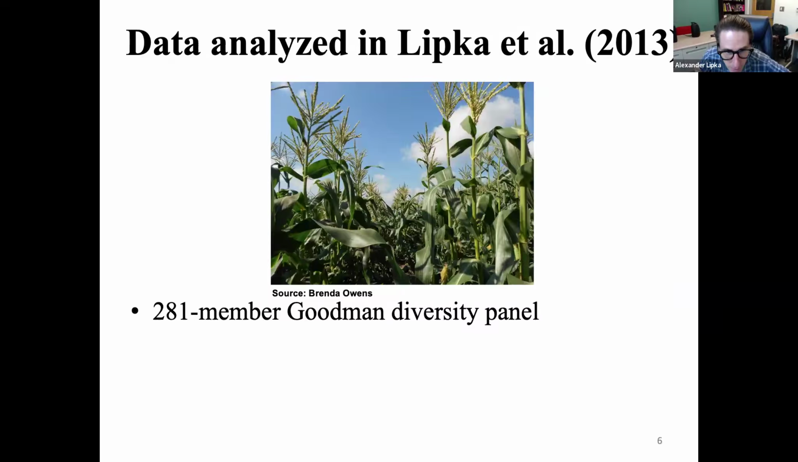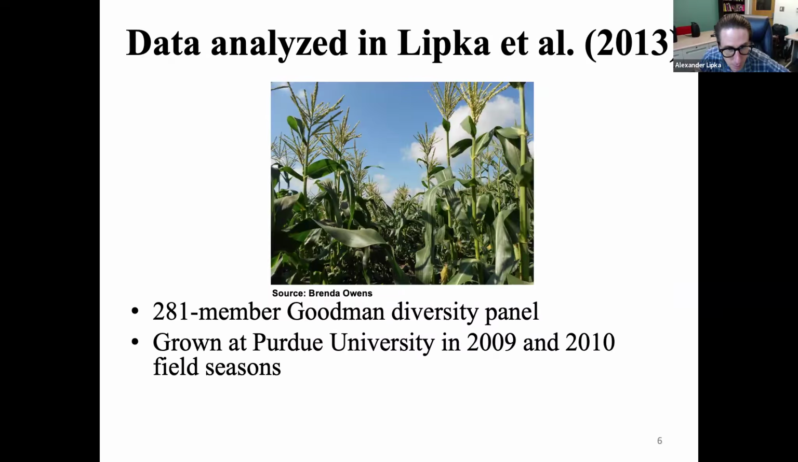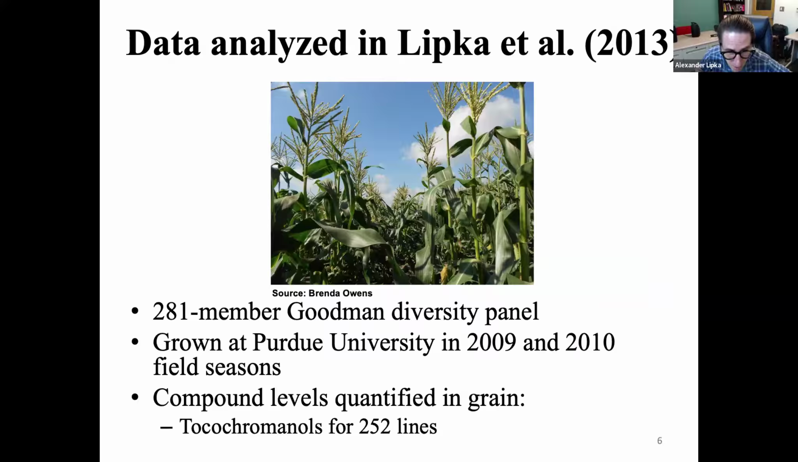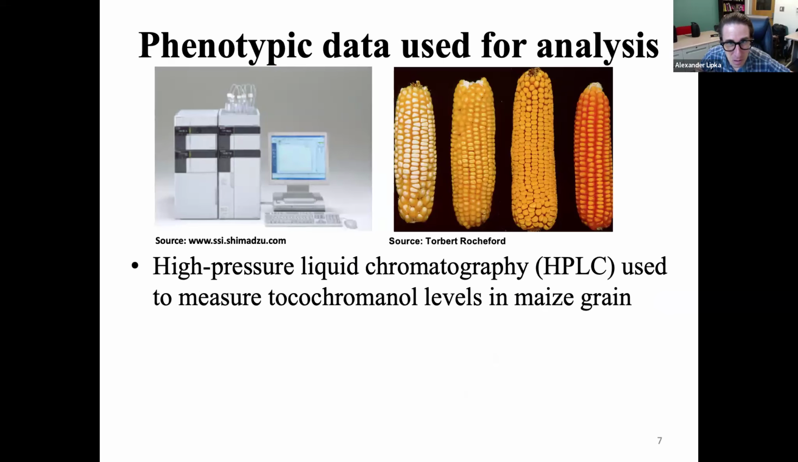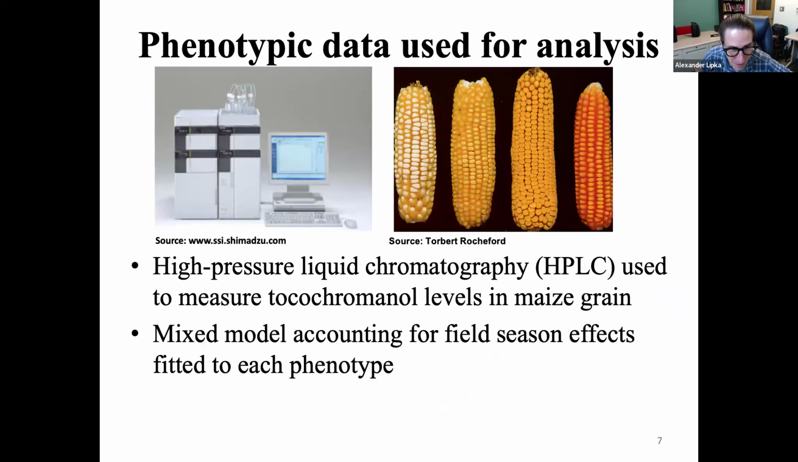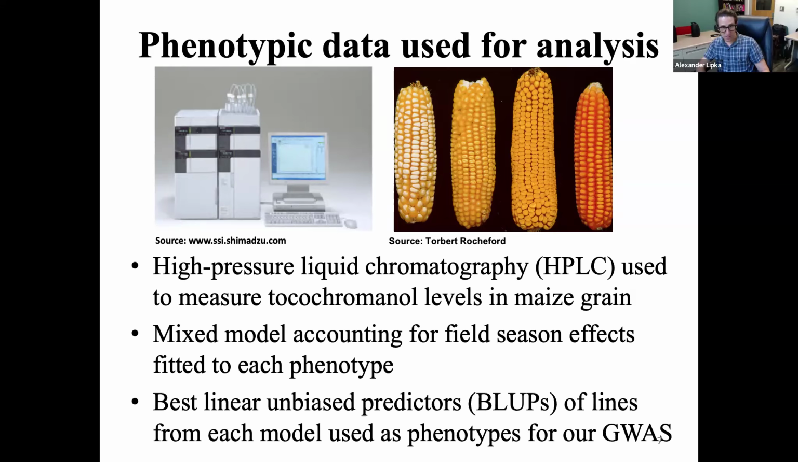So we looked at the Goodman-Buckler diversity panel. It was grown at Purdue University in the United States for 2 field seasons. And then the colleagues of my former boss at Michigan State quantified tocochromonols using HPLC. And we fitted a mixed model like I described at the beginning of Monday's lecture to account for field season effects. And then we used BLUPs of our lines.